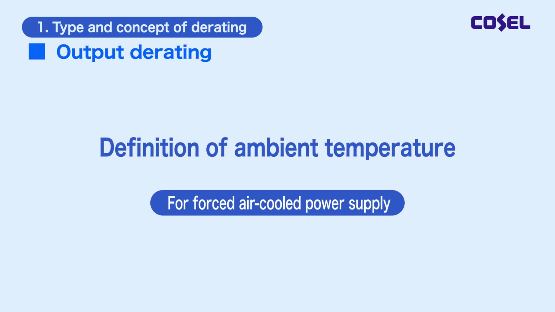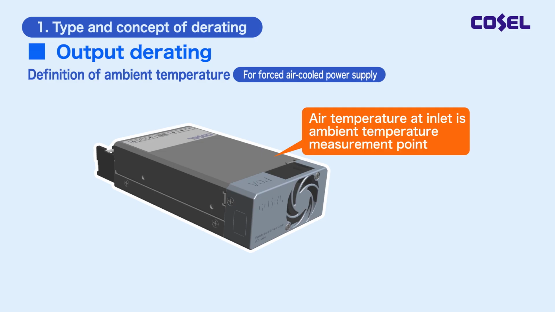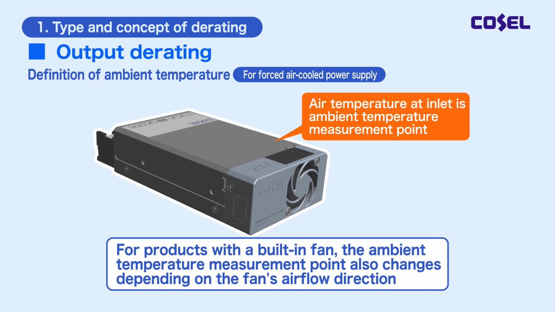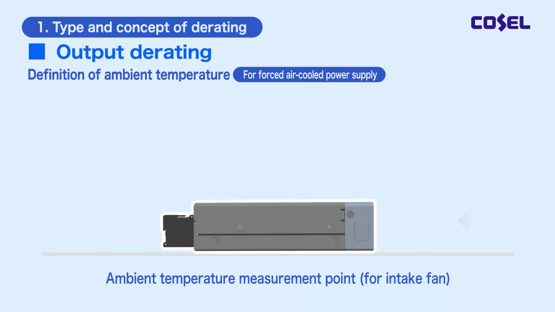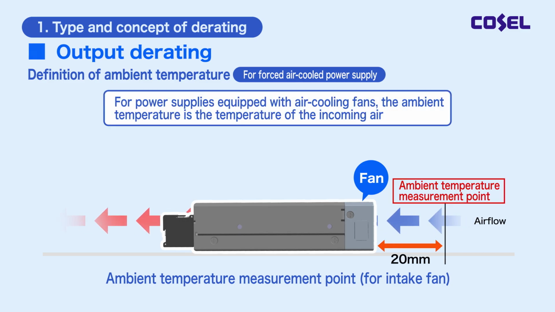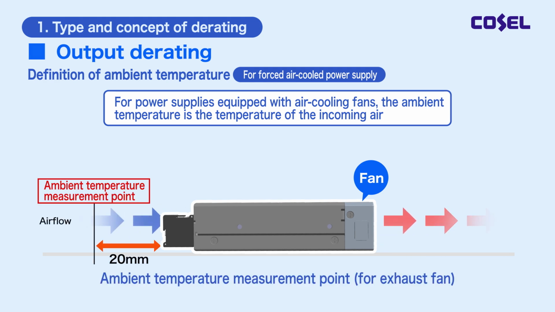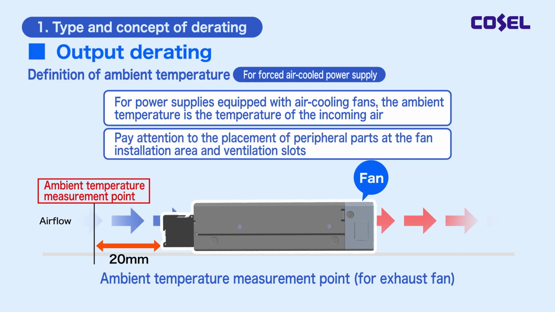Next is the case of a forced air-cooled power supply. Since the air temperature at the inlet is the ambient temperature measurement point, the ambient temperature measurement point for products with a built-in fan also differs in accordance with the fan's wind direction. For an intake fan, the ambient temperature measurement point is 20 mm away from the fan, and for an exhaust fan, the ambient temperature measurement point is 20 mm away from the I/O terminal block. To avoid obstructing the flow of cooling air from the fan, please pay attention to the placement of peripheral parts in the fan installation area and ventilation slots.